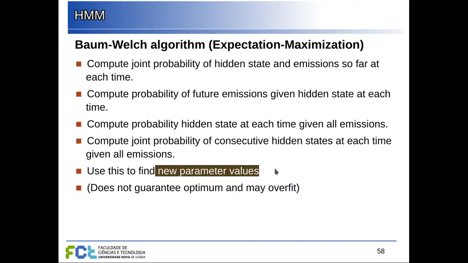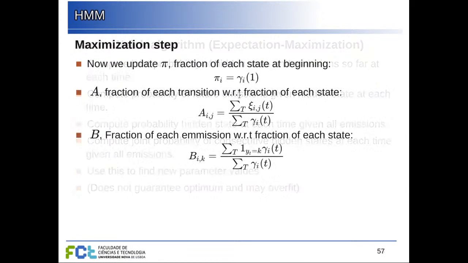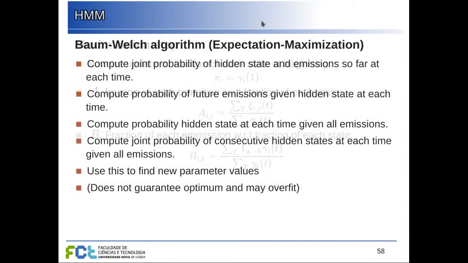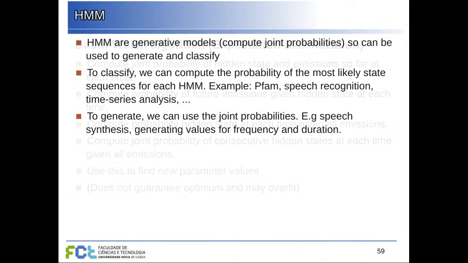There is no guarantee that we're going to find the global optimum. We can get stuck somewhere. There's also a problem of overfitting. Note that we can have lots of parameters here, so we may need a large number of examples to try to avoid overfitting. So there is a problem with that. But this is one way of training the hidden Markov model.